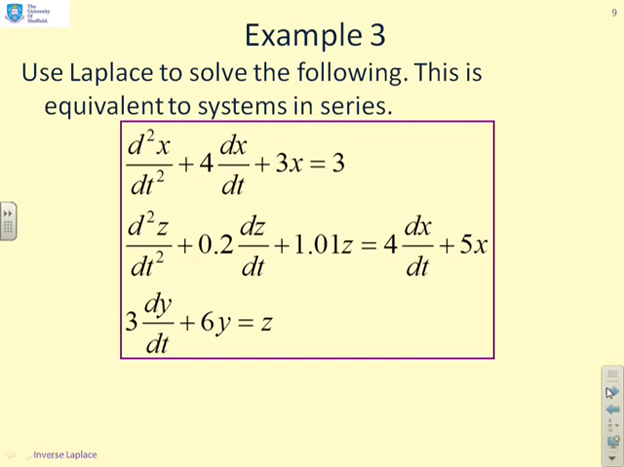Final example then. Purpose of this example is to show how you might handle systems in series. So you'll see I've got a differential equation involving x and some input 3, and then a differential equation with z where z depends upon x, and a differential equation with y where y depends on z. So in essence the solution for x goes in to give you z, the solution for z goes in to give you y. So we'll look at how we might do this.